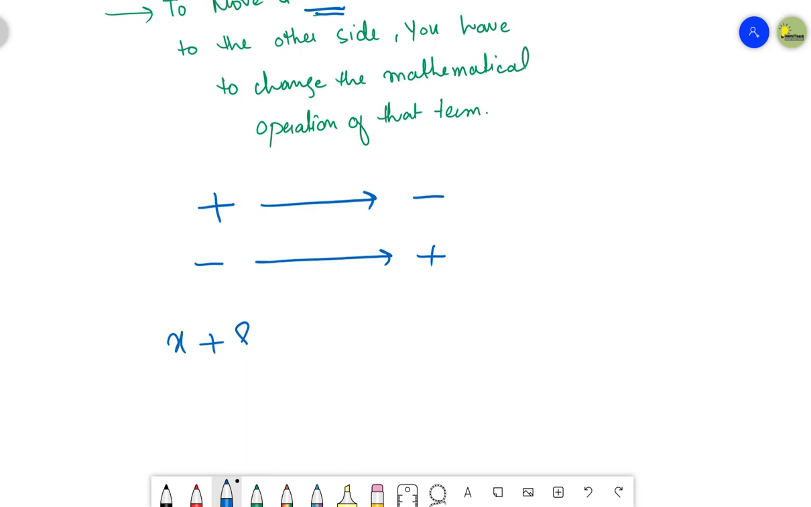Okay? So, in this way, we have to write it like this. X plus 8 equals 15. I want the value of x. So I have to shift plus 8 to the other side of the equation. Since 8 has a plus sign with it, when I shift it to the other side, it will be minus. So 15 minus 8.